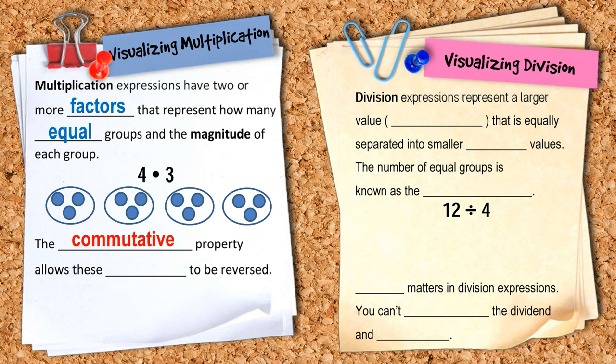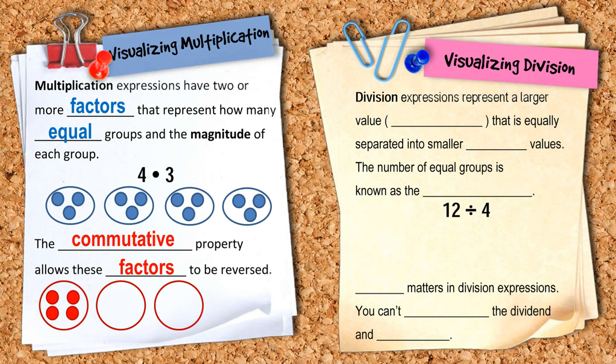The commutative property of multiplication, which also applies to addition, allows these factors to be reversed. So 4 times 3 is the same as 3 times 4. So I could have 3 equal groups, and the magnitude of each group, or the value of each group, is going to be 4. So I'm going to have 4 dots in each group. If I go through and count out all of the red dots, I end up with a total of 12 again. So 4 times 3 is 12, 3 times 4 is 12.